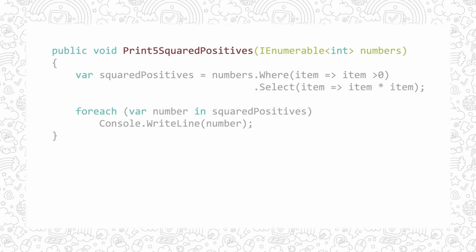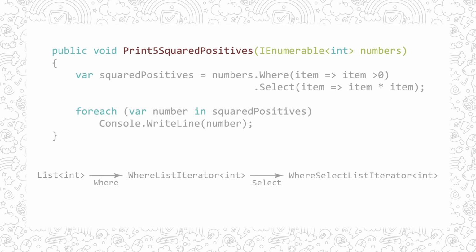However, such an approach is handy only when we get the enumerator once. If we get it again, a new iterator will be created. Generally, LINQ methods create iterators. Their specific classes depend on the object's type for which we call the extension method. For example, if we call the Print5SquaredPositives method for List, then Where creates the WhereListIterator object. The following Select method creates WhereSelectListIterator. In the foreach loop, WhereSelectListIterator calls GetEnumerator without creating a new object, because such a call returns the iterator itself. However, even such a simple query creates two objects in the heap.